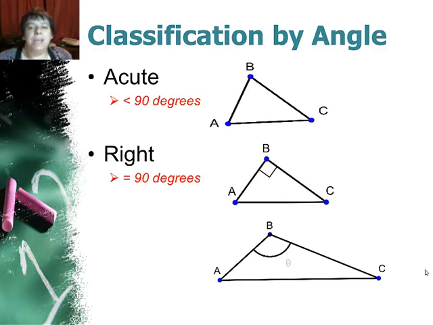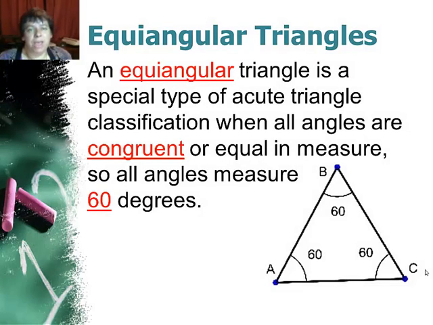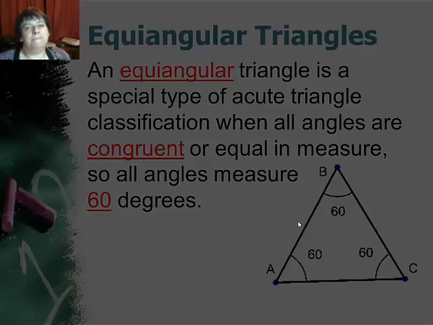And finally, the last classification is when the largest angle is more than 90 degrees, and the name for this classification is obtuse. Now, there is a special type of angle classification. It's a type of acute triangle. It's called an equiangular triangle, very special type when all 3 angles are congruent. And this ends up meaning that all 3 angles are 60 degrees. And when you think about that, 180 divided by 3 is 60.